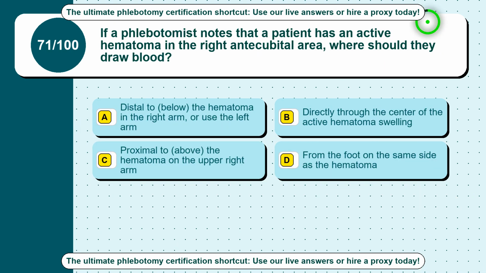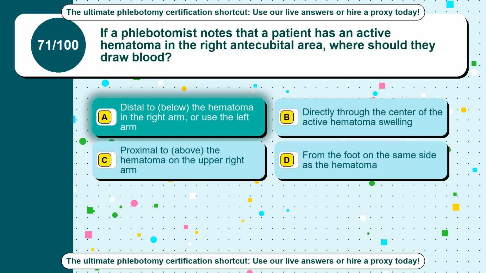Question 71. If a phlebotomist notes that a patient has an active hematoma in the right antecubital area, where should they draw blood? Option A, distal to, below, the hematoma in the right arm, or use the left arm. Option B, directly through the center of the active hematoma swelling. Option C, proximal to, above, the hematoma on the upper right arm. Option D, from the foot on the same side as the hematoma. The correct answer is option A, distal to, below, the hematoma in the right arm, or use the left arm.